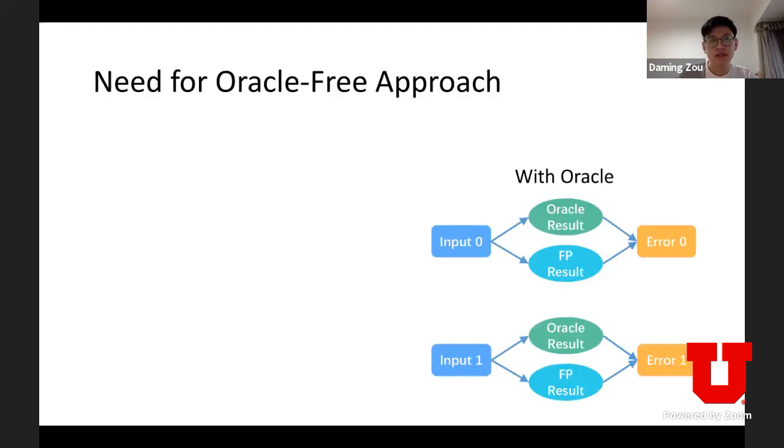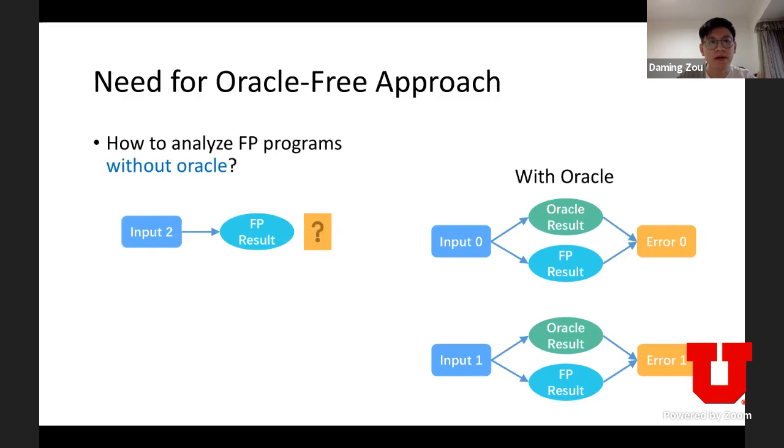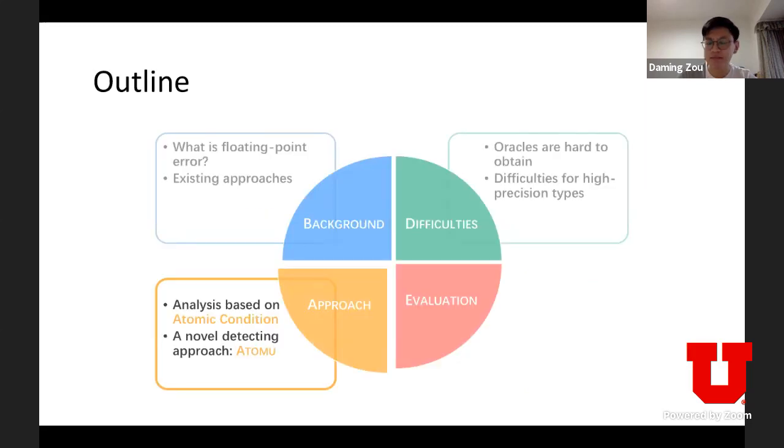And so it leads to the need for an Oracle-free approach. If we have the Oracle, we can distinguish inputs by their errors. So the question is, how can we analyze the floating point program without an Oracle, since we have no idea whether the result is accurate or not? This question leads to our approach in the next section. In the third section, we're going to discuss the concept of atomic condition, our analysis based on atomic condition, and our approach, Atom.